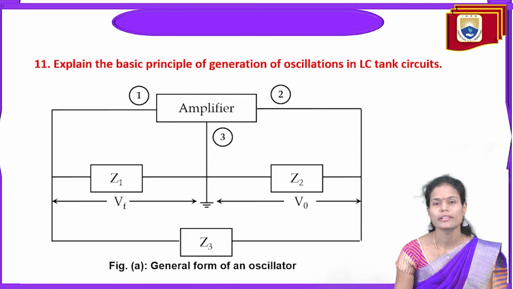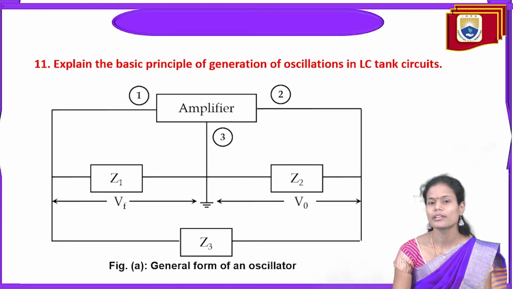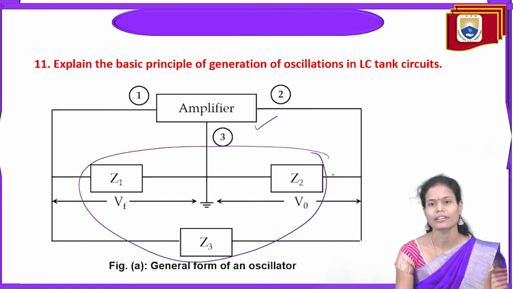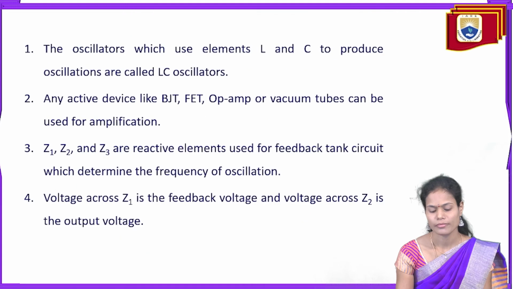And next, explain the basic principle of generation of oscillations in LC tank circuits. So this is the general diagram applicable for the Colpitts oscillator as well as the Hartley oscillator. Here we are using the amplifier, and this combination of three impedances will give the feedback network. From this feedback network and amplifier, we need to find the frequency of oscillations.